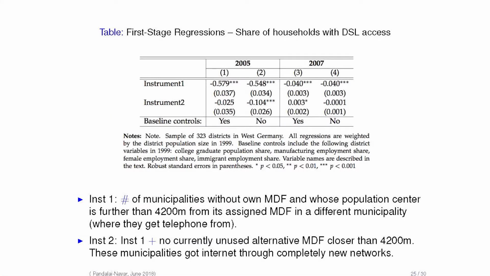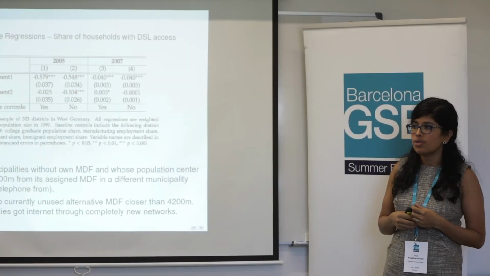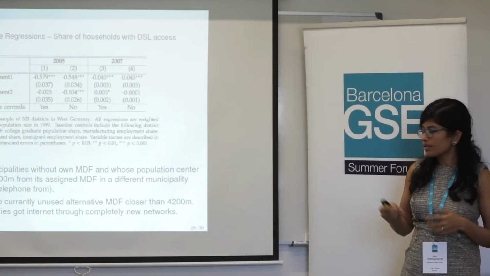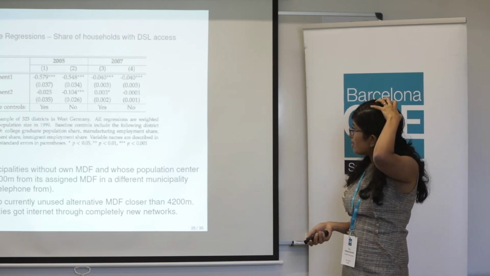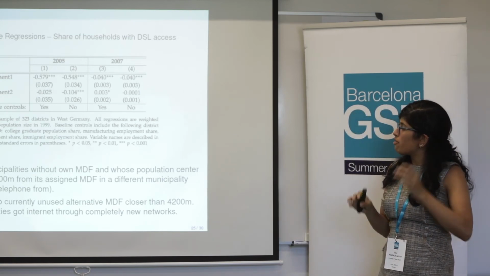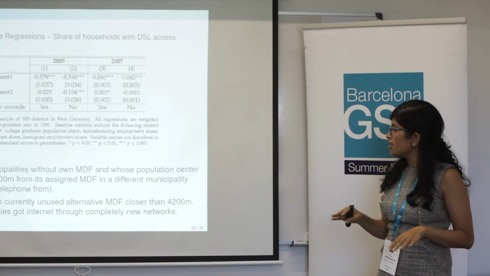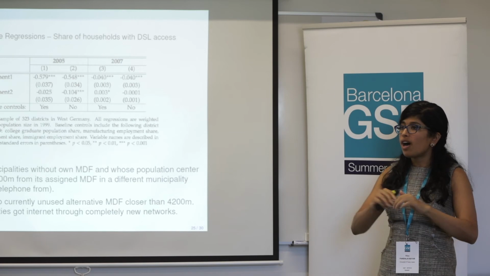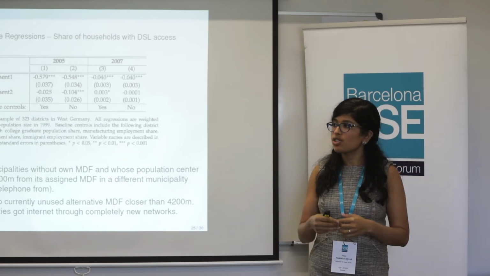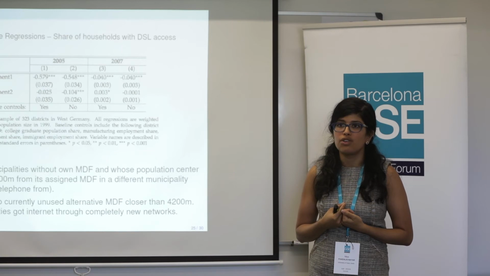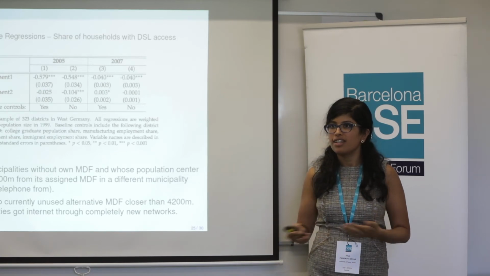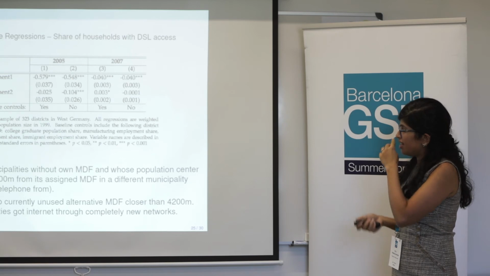So we have two instruments. The first instrument is the number of municipalities inside a district that did not have their own MDF and whose population center was too far from the existing MDF that they were assigned to get internet through the copper wires. The second instrument is the number of municipalities that satisfy condition 1, but in addition have no other MDF anywhere nearby within the threshold that they could just lay some copper wire lines down to, which would be the cheapest way otherwise of getting high-speed internet. And so they didn't have any of those options.